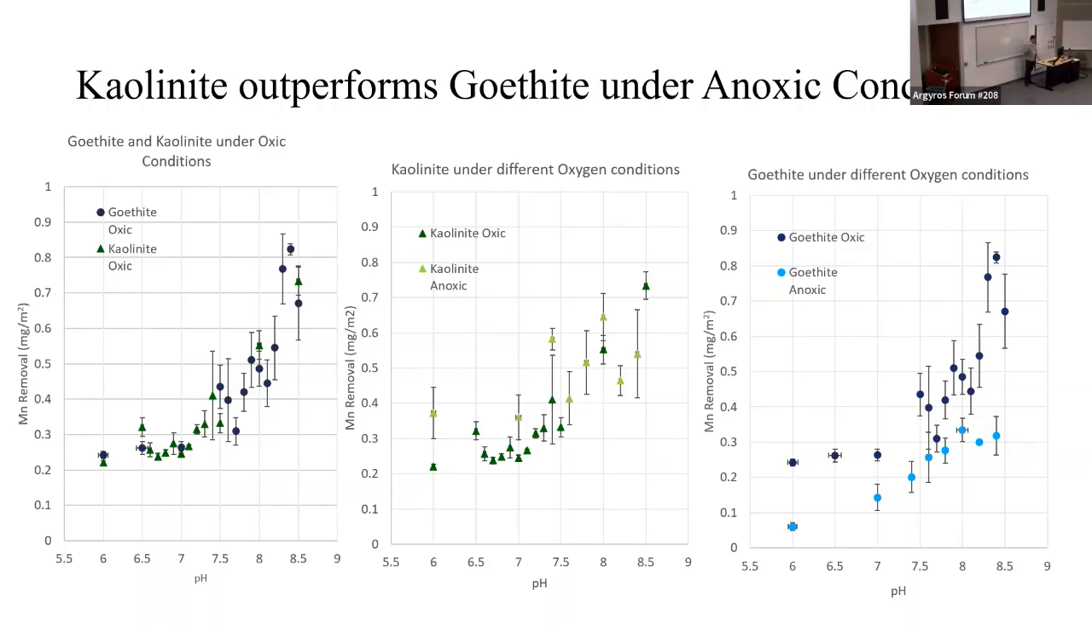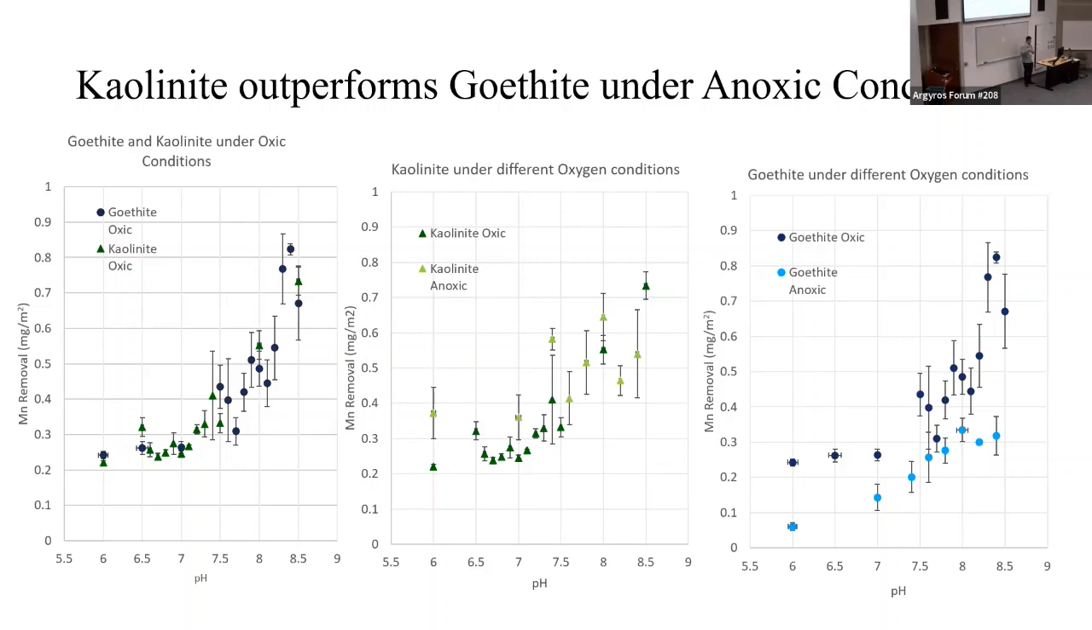So the graph on the left is both kaolinite and goethite under oxic conditions. And we can see that at each pH level, the amount of manganese that is removed between the two surfaces is very similar. Moving on to the middle graph, we can see that when comparing oxic and anoxic conditions for kaolinite, there is not much change.